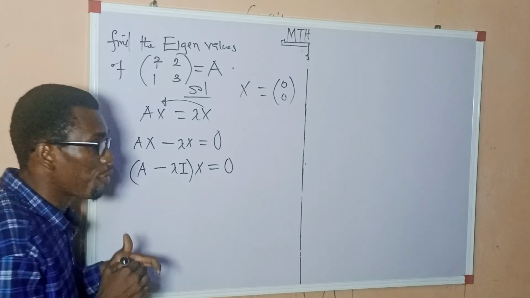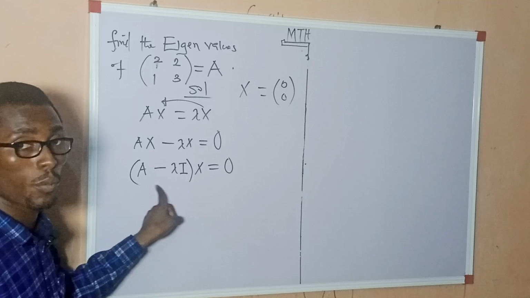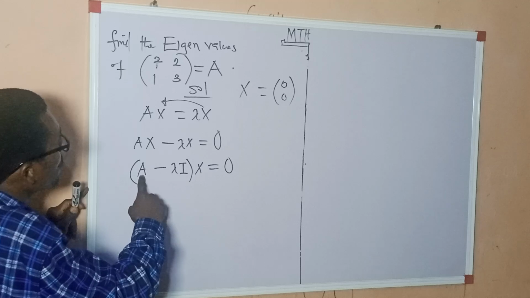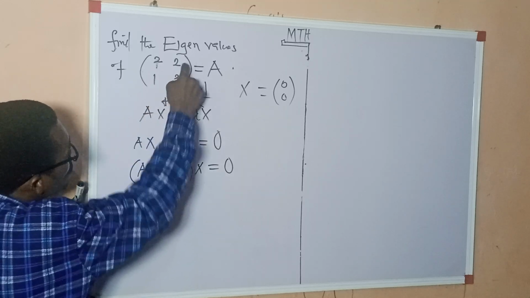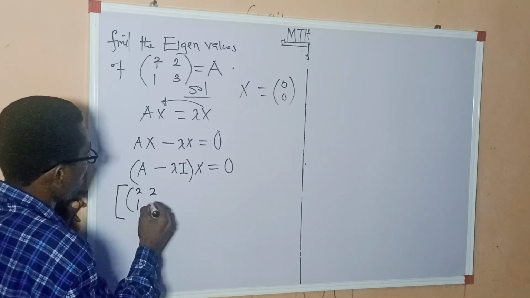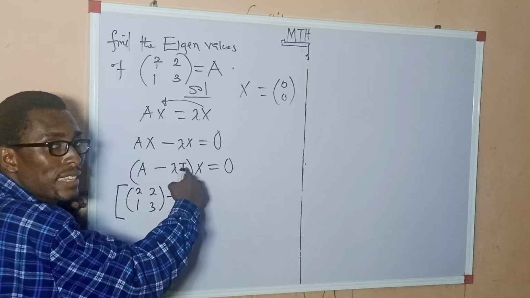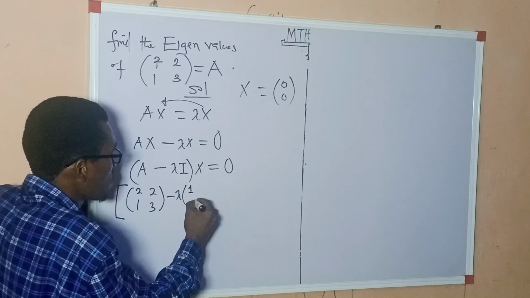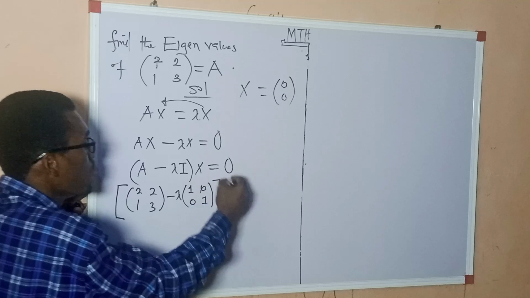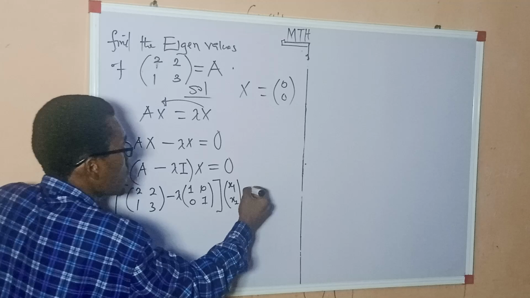Now, for this to have a non-trivial solution, the determinant of this expression must be zero. But before that, let's simplify this further. The matrix here is given to us as 2, 1 and 2, 3. So I can come here and write 2, 1, then 2, 3. That is the matrix A, minus lambda, which is a scalar. Then this is the identity 2 by 2 matrix, written as 1, 0, 0, 1, then multiplied by x. You can call your x, x sub 1, x sub 2, because it's a vector, as I said earlier, and this equals 0.